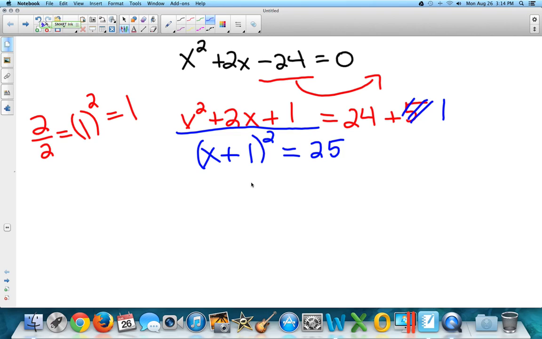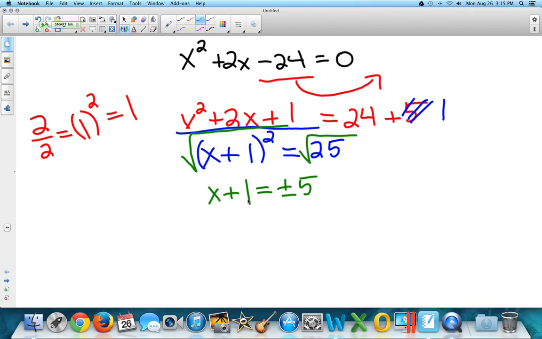Now I'm going to take the square root of both sides. And whenever you take the square root of something squared, you just get the quantity inside. So I'm just going to get x plus 1. 25 is a perfect square, luckily for me. The square root of that is 5, but notice I'm going to put plus and minus 5. We have to consider the positive and negative case here since we're solving the quadratic.